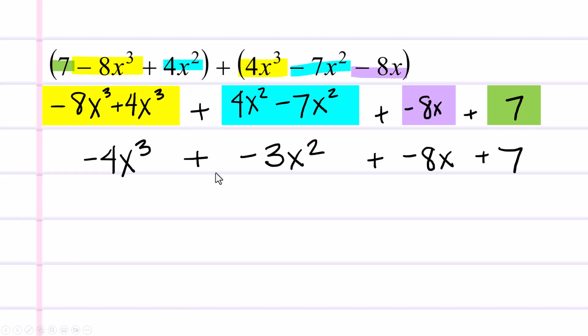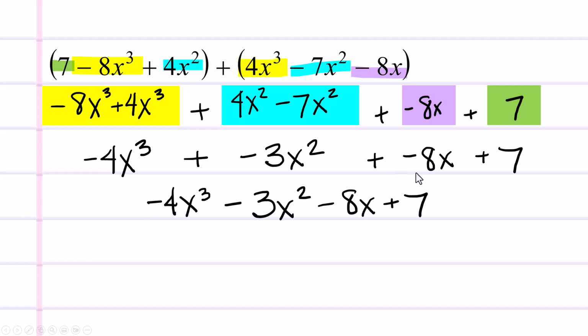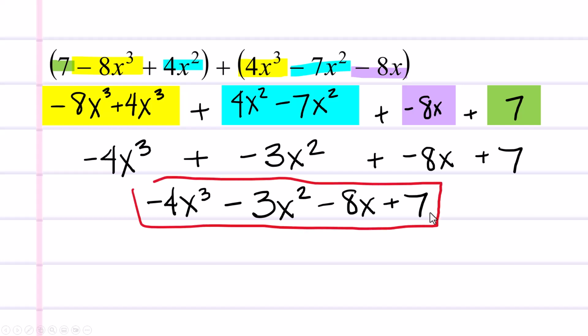All right, now let's clean up the signs. When you have a plus negative, that's the same thing as a subtraction. I have negative 4x cubed minus 3x squared minus 8x plus 7. And that's our final answer.